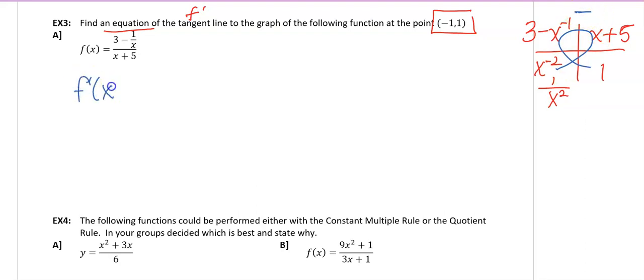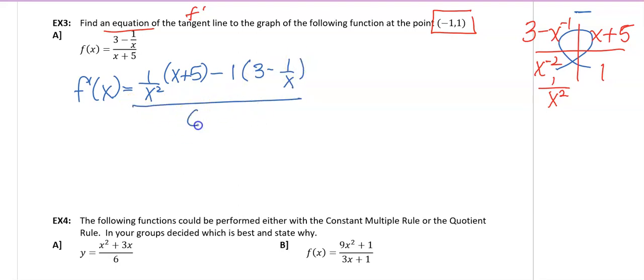So f prime of x is equal to, start from the bottom left, 1 over x squared times (x plus 5) minus 1 times (3 minus 1 over x). All over, don't forget your denominator, (x plus 5) quantity squared.